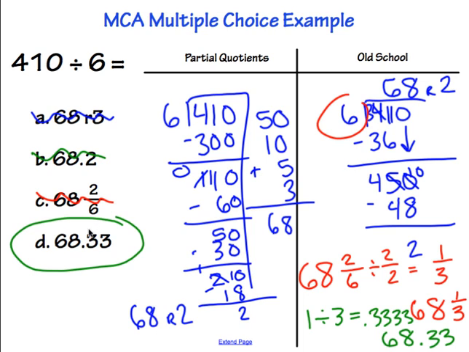68.33. So if you come to a problem like this on your MCA and you've gotten to the final answer and you found 68 remainder 2 and you're looking through and you don't see that, what you're going to need to do is go find how are the other ways that we could represent the remainder. Is the answer in a fraction somewhere, or is the answer as a decimal? And in this case, the answer was as a decimal.